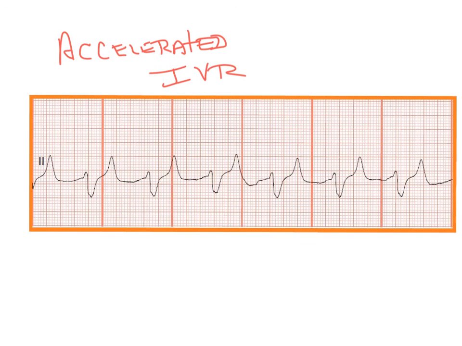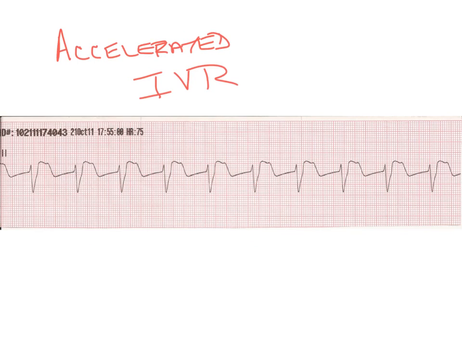Hitting back on one we talked about earlier, this is accelerated IVR. Look at your rate. 300, 150, 100, 75, between 75 and 60. So at this point in time, we have accelerated IVR, but it's not V-tac, and it's not idioventricular. And last but not least, I'm going to give you one more accelerated IVR. Okay, if you look at this real quick, just count your boxes. We're going to use this one because it's close. 1, 2, 3, 4. It's just under 75 beats per minute. So what is it? Accelerated IVR.